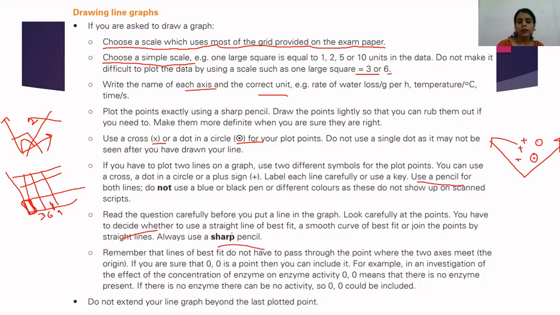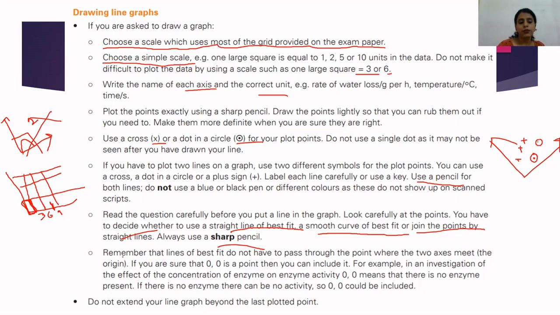In a line graph, there are 3 types of line: a straight line of best fit, a smooth curve of best fit, or joining the points by straight lines. You can get this by reading the question. After reading the question, you get an idea of which one you have to draw. You should always use a sharp pencil.